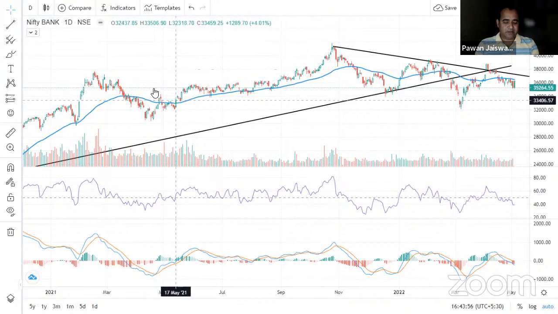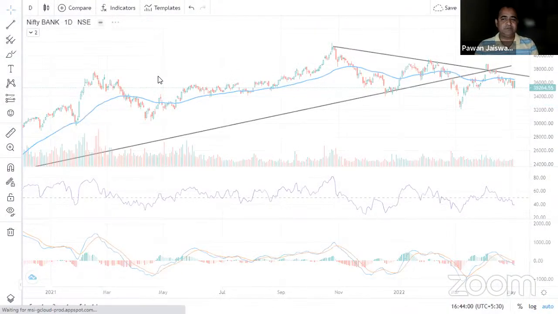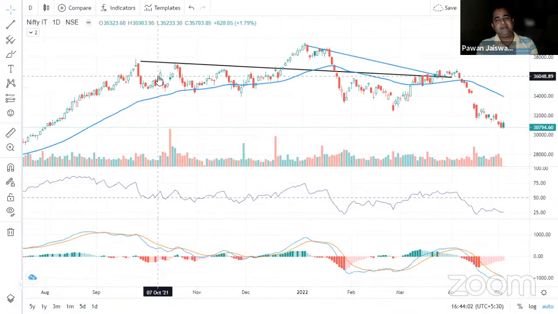Now let's take another major index, that is Nifty IT, because as per O'Neill methodology, Nifty IT is also in correction mode. For almost the last 6-7 months, from November onward, if I'm not wrong, I have been consistently saying that the most awaited correction is going to start, and it is happening that way.